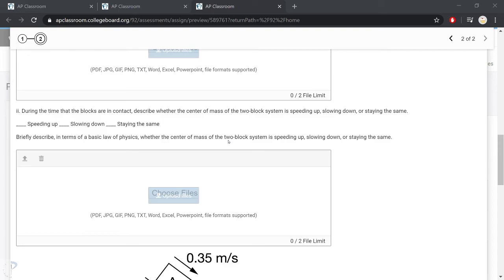But the question itself, is it speeding up or slowing down? Well, it's going to stay the same. It's going to go at the same velocity. It's just because the momentum is conserved, there are no external forces, then it cannot be speeding up. It's not going to accelerate.